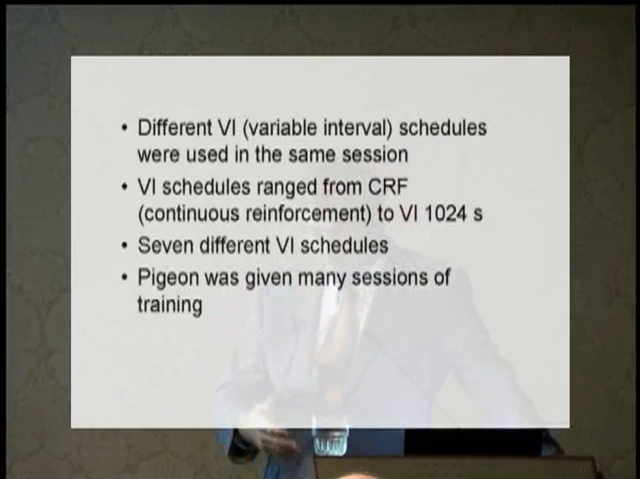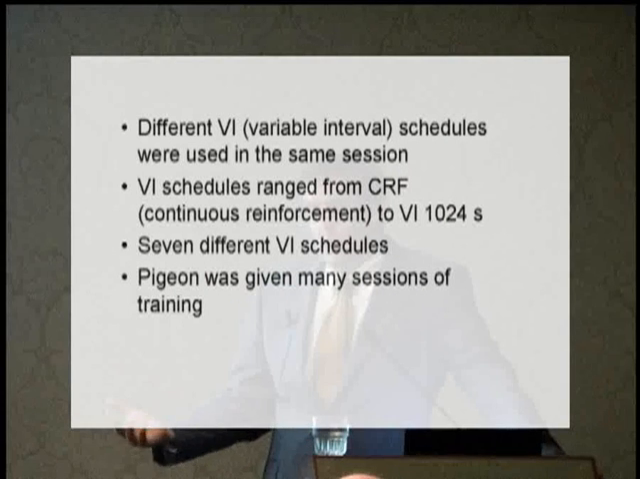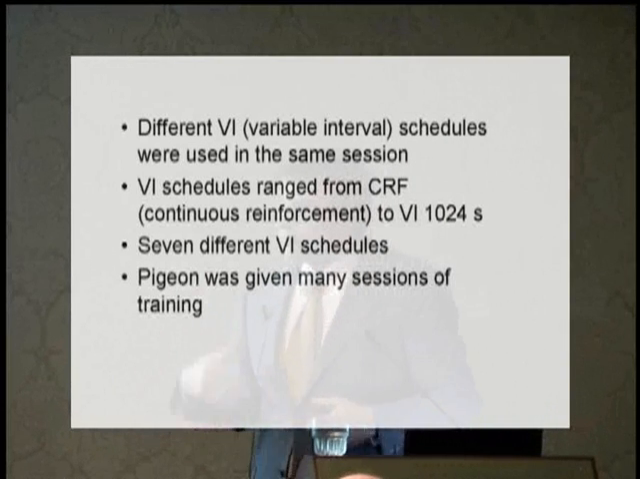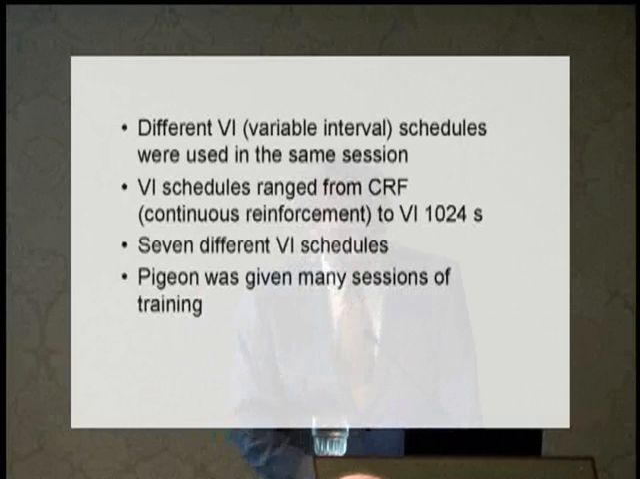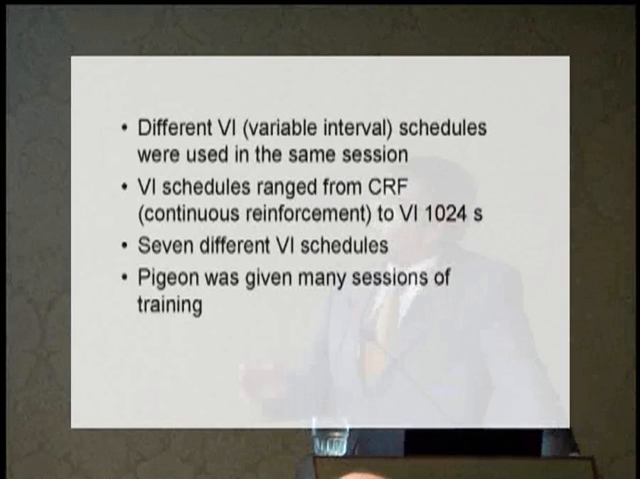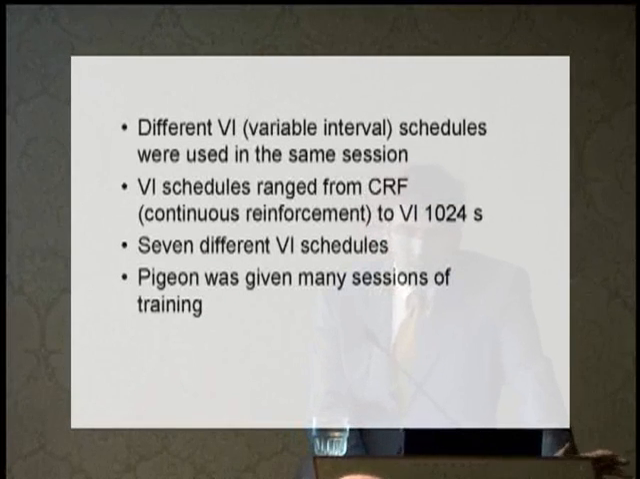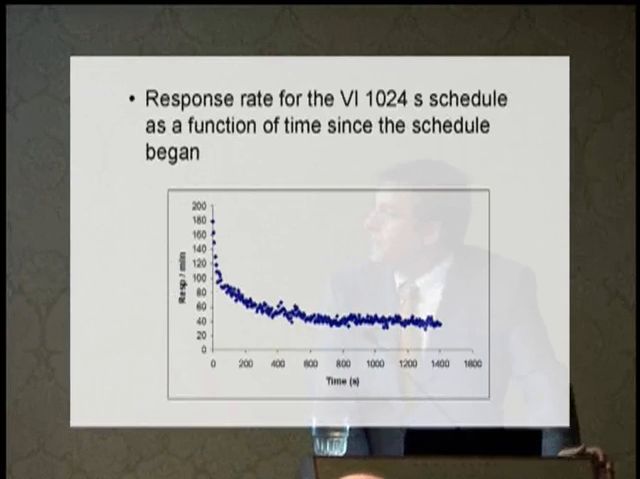The pigeon would earn a number of reinforcers, and then the key would go off, and there'd be an intercomponent interval, and then the key would come on green again, and there'd be a different VI schedule. These VI schedules that were used in the session ranged from CRF, continuous reinforcement, to a very lean schedule, VI 1024. There were 7 of them, and the pigeon was given many sessions of training.